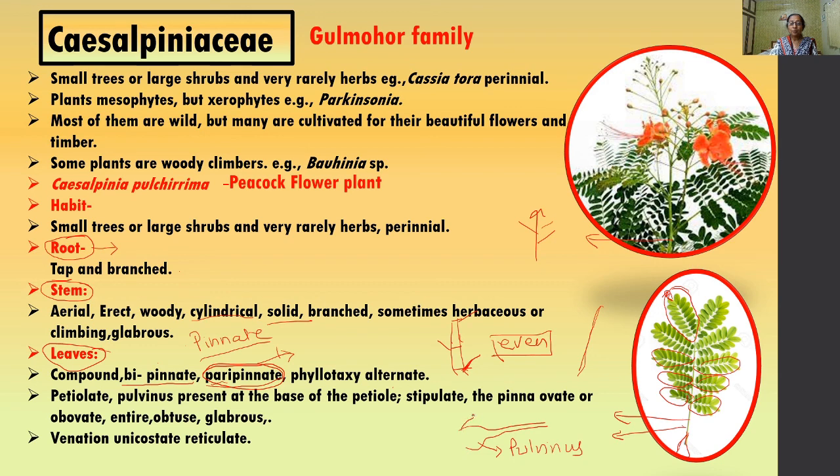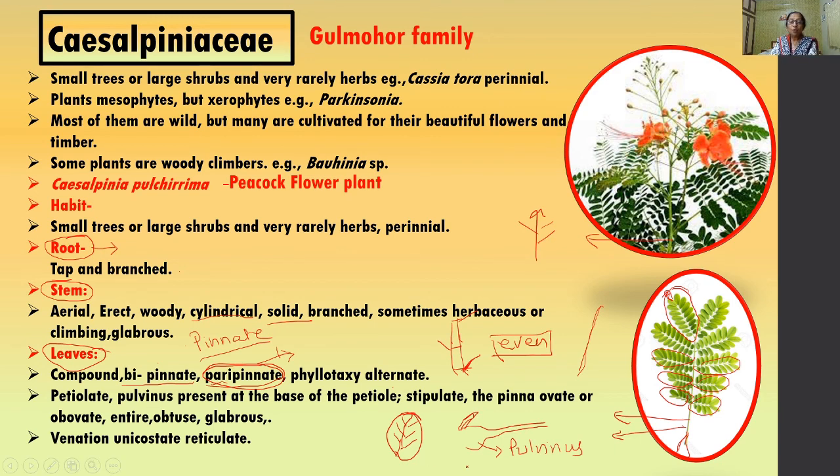The small stipule is present here. So, it is stipulate in nature. Each pinna has an ovate shape. Its margin is entire, its apex is obtuse, and its surface is glabrous, having unicostate reticulate venation in each pinna. So, this is about the leaf.